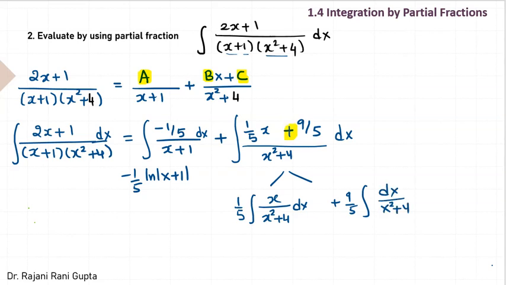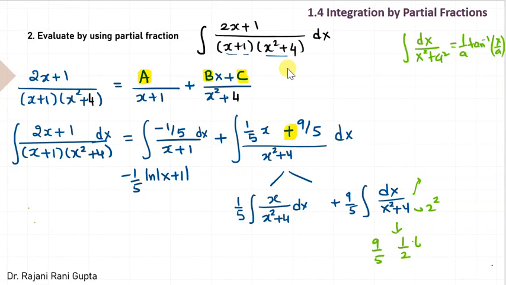For the second integral, you will use the rule: integral of dx over x squared plus a squared is 1 over a tan inverse of x over a. So this gives you 9 over 5. 4 you can write as 2 square. So 1 over 2 tan inverse of x over 2. This is the value of this integral.